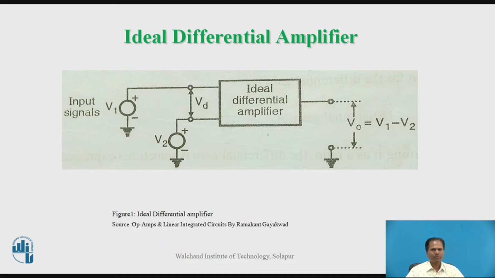And the polarity of output voltage depends upon the polarity of two input voltages V1 and V2. So the effective input for a differential amplifier is designated as VD, that is the differential input voltage. So that is the difference between two input voltages V1 and V2. So ideally, the output of differential amplifier is directly proportional to the difference between two input voltage signals.